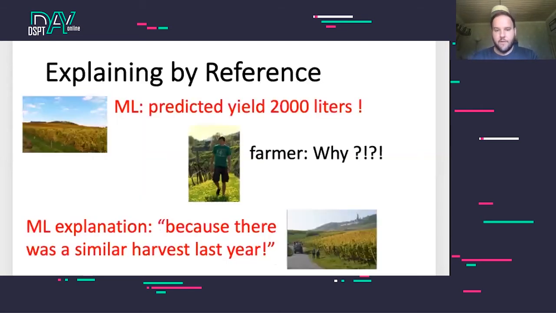Another example for an artifact that can be used as an explanation is a reference example. So we might explain the prediction for the yield by pointing out a similar harvest last year, which had similar characteristics, like the soil properties were similar and the temperature around the harvest was similar. And in this previous wine harvest, we achieved a yield of around 2,000 liters. And that's why now the prediction is again 2,000 liters.